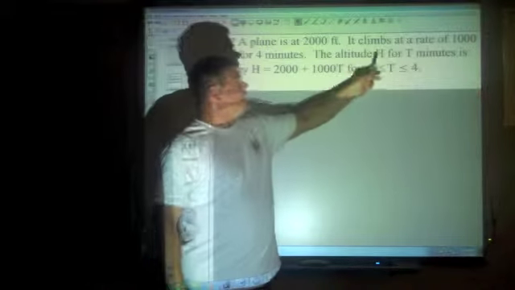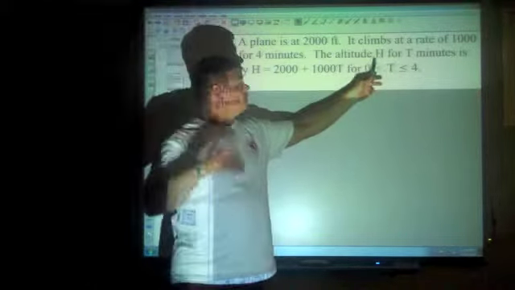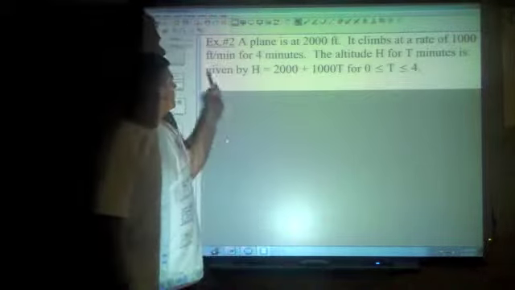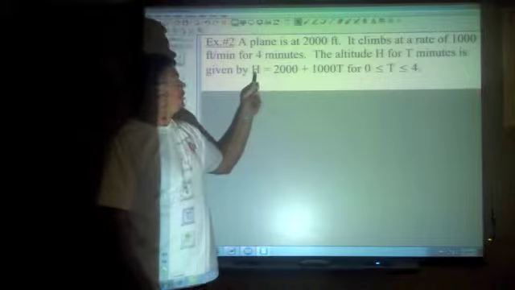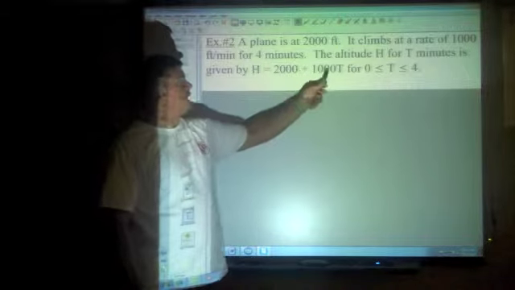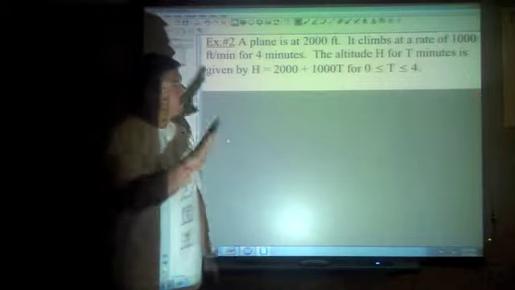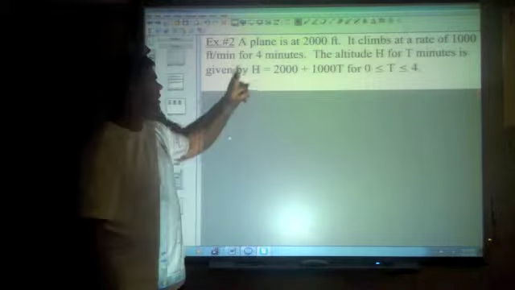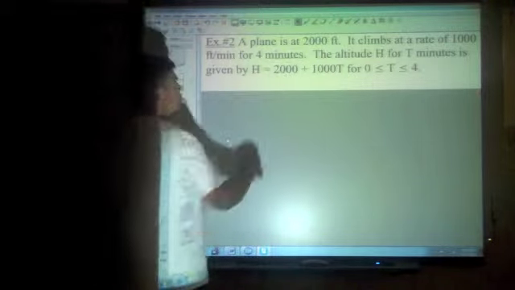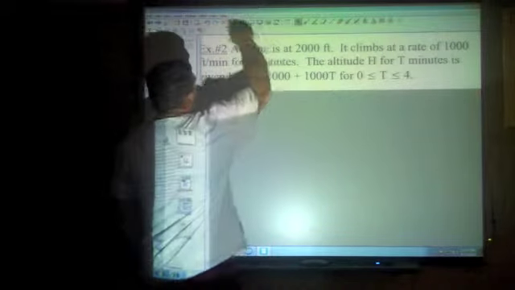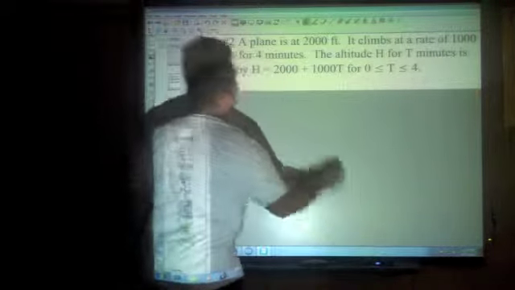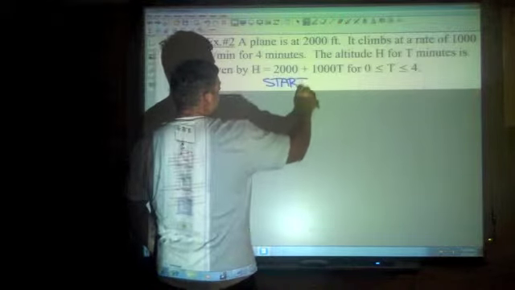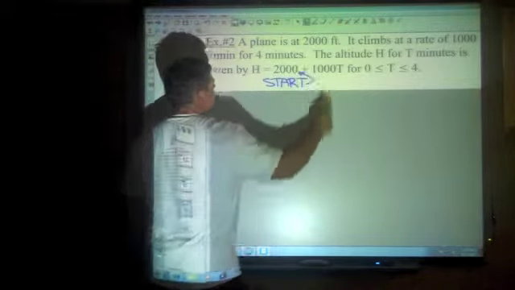The altitude, h stands for height, altitude, for t, time, minutes, is given by this equation. H, the height, is 2,000 plus 1,000 t. Now, I've already given you the equation. The last time we had to make an equation. Now it's given to us. What this is saying is this is where you started. This was our starting point. So this was the start.